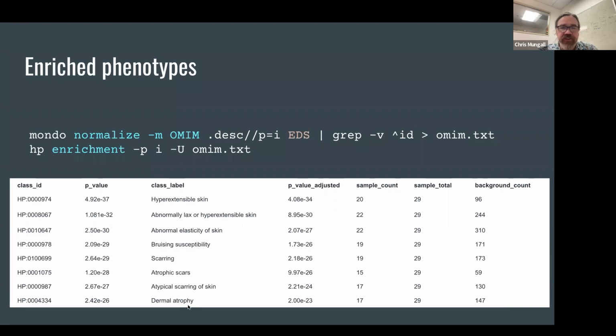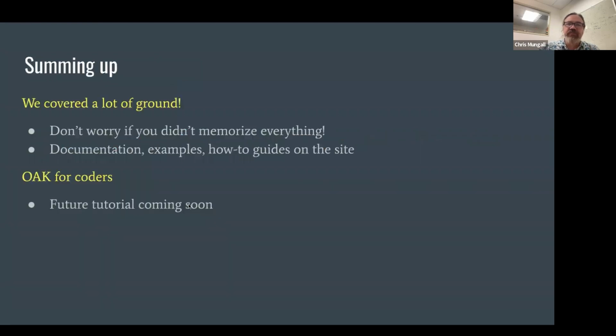If you were to pipe these results again through the oak visualize command, you would see that many of these are generalizations of other concepts. But this essentially confirms what we already know about EDS, that it's characterized by these kinds of phenotypes. All right, so to sum up, this covered a lot of ground, so don't worry if not everything stuck the first time.